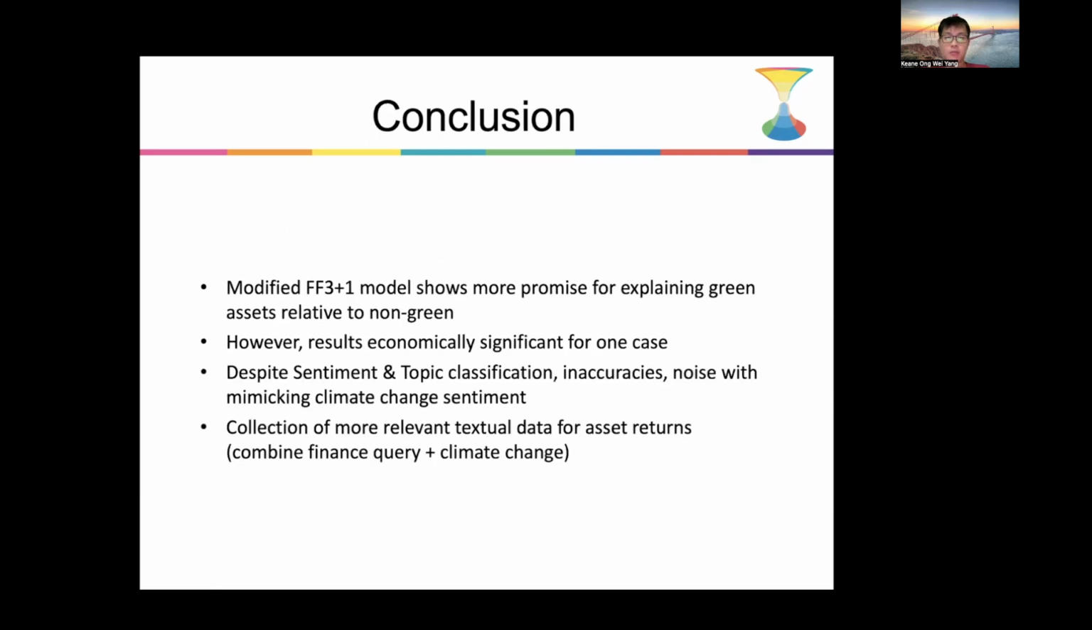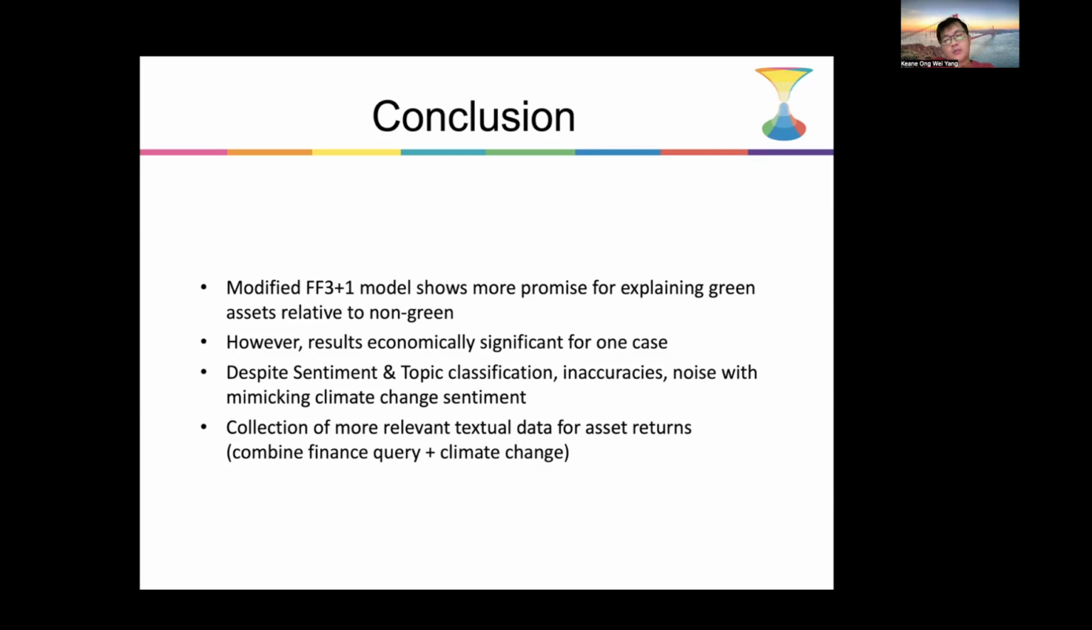So the main results that we found is it shows more promise for explaining green assets relative to non-green, and it is economically significant, but it's specifically for the climate change with respect to mitigation tweets. And we're able to get some form of economically significant results, at least in our case study for this specific one case, despite the fact that tweet data might be a little bit noisy. Yeah, so while we aren't able to get results for a whole swath of different climate change topics and things like that, we were able to get some economically significant results for just that one piece.